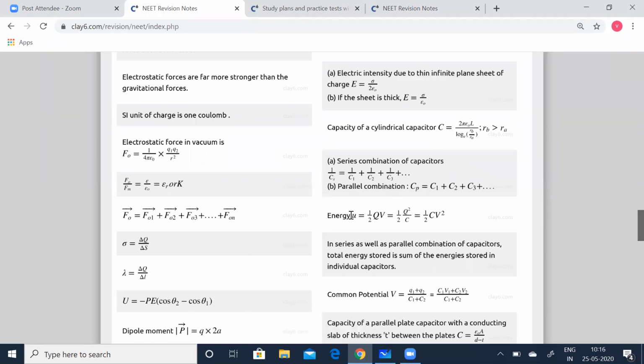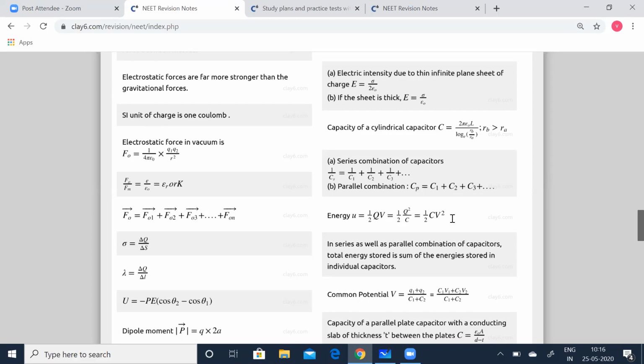Now, the energy stored by a capacitor, U, is given by half QV. Also, you know V is equal to Q by C. So when you substitute V as Q by C, it becomes half Q squared by C. Or you can also write Q is equal to CV, so half CV squared.